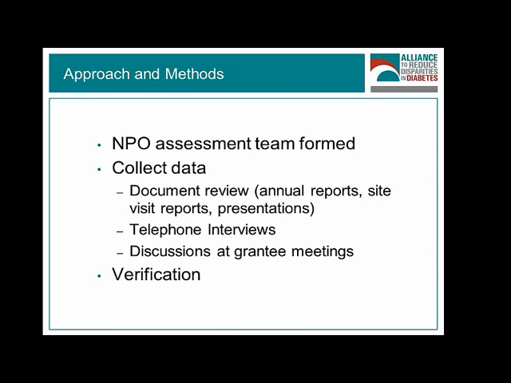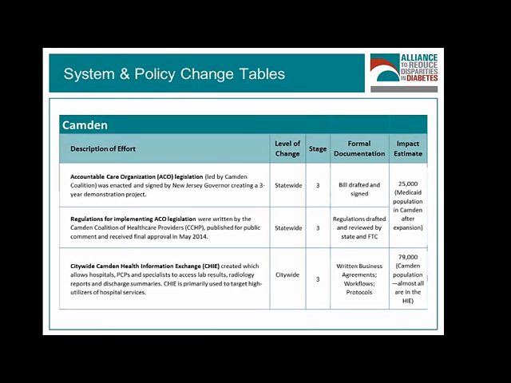And lastly, we implemented a pretty comprehensive verification process, which included several emails and calls with individuals from the sites to really understand what these efforts included and to make sure that we were capturing everything going on. So what was generated from this process really was a set of tables, one table for each Alliance site, which listed each significant policy and systems change underway. This slide is an example of the Camden table that we had created.